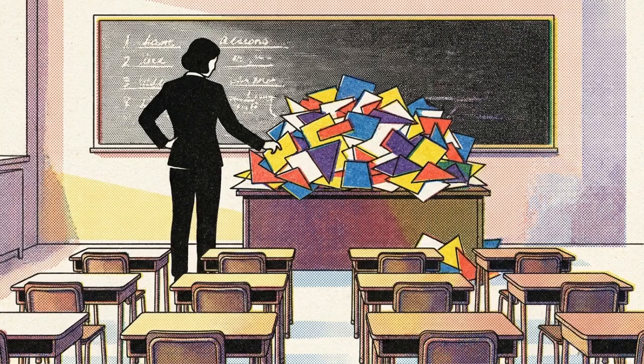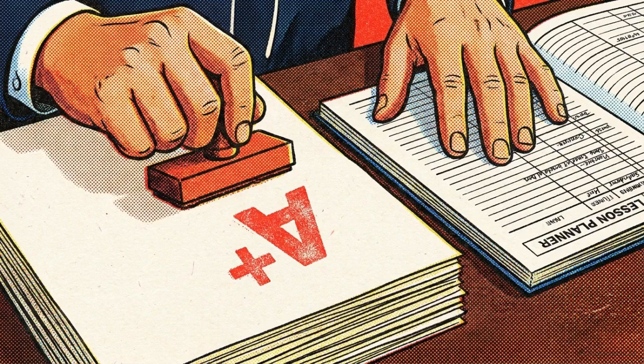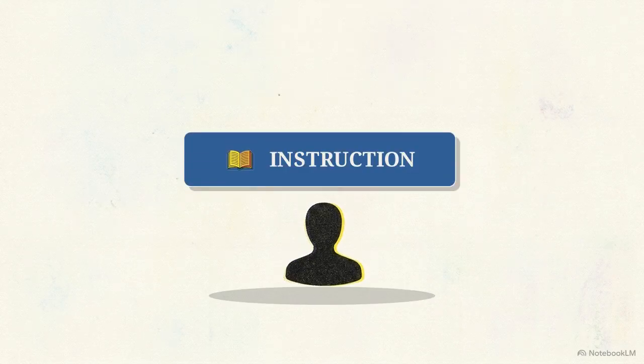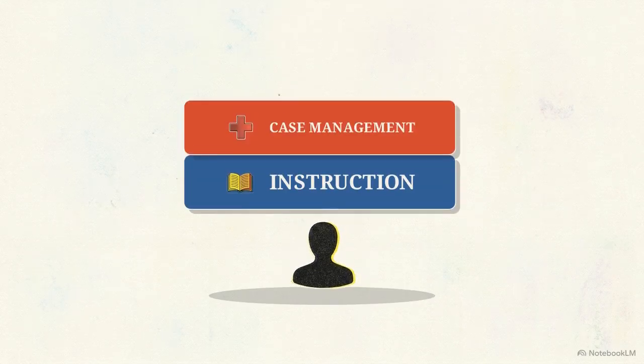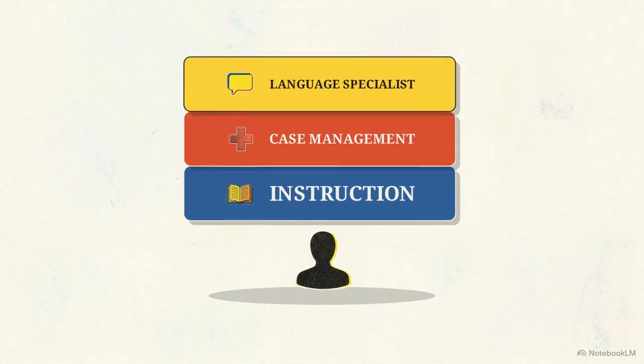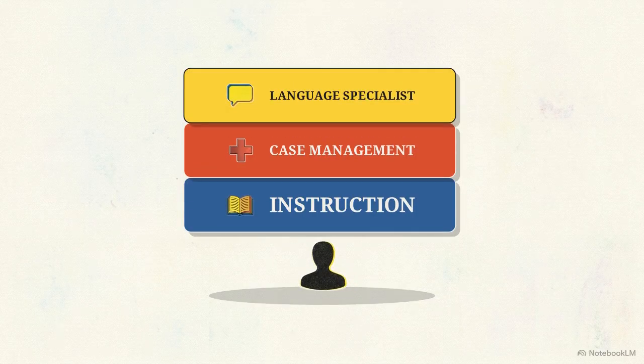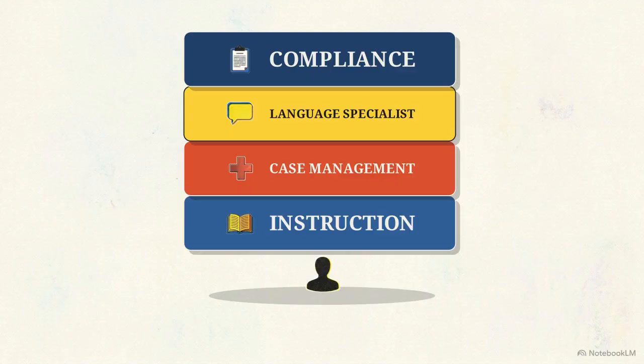Two decades ago, the basic architecture of the K-12 teaching job was relatively straightforward. You planned lessons, you taught the content, you graded the work, and you managed the room. Today, that job description is obsolete. State and federal governments have layered on continuous mandates, expecting a single general education teacher to simultaneously act as an instructor, a special education case manager, a language development specialist, and a compliance monitor.